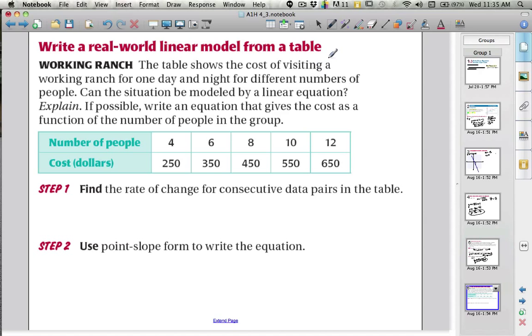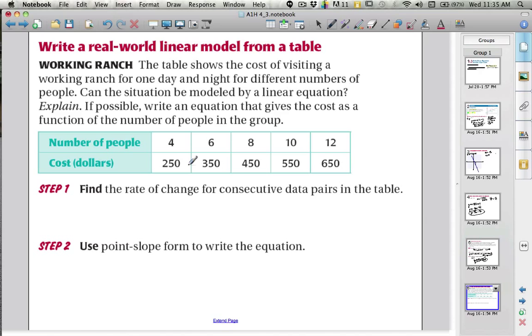Okay, let's take a look at another problem in a slightly different way. The table shows the cost of visiting a working ranch for a day and night for a different number of people. So if I have 4 people, it's $250. If I have 6, it's $350. If possible, write an equation that gives the cost as a function of the number of the people in the group. So what's the problem here? The problem is I've got 1, 2, 3, 4, 5 ordered pairs, but I don't have the slope. So if I want to find the rate of change for consecutive data pairs, this is the problem. I don't know if this is a linear function.